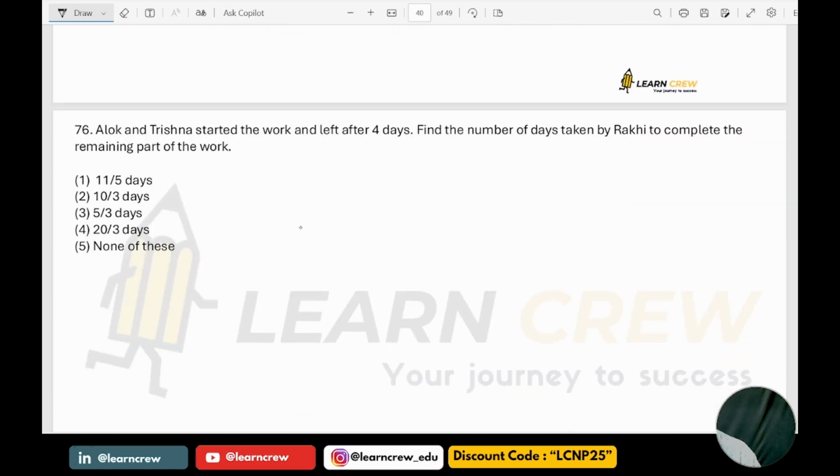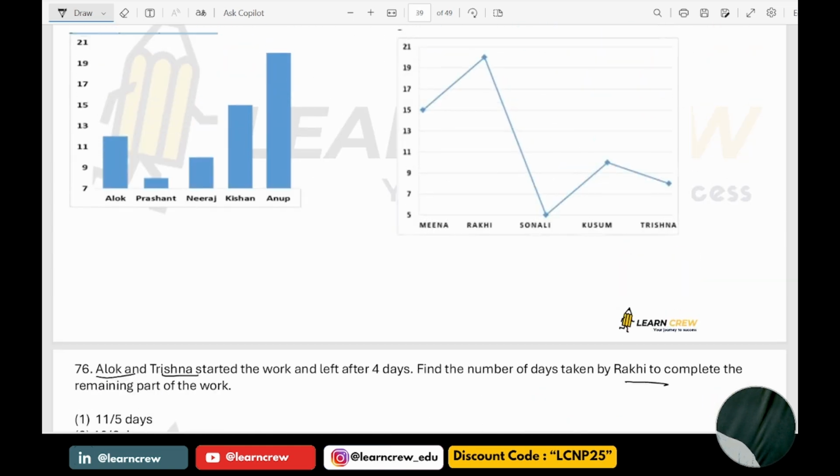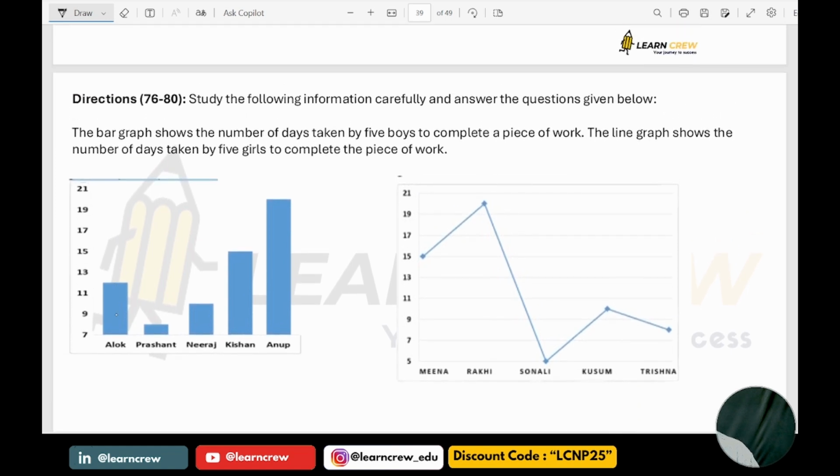Now, Alok and Trishna started the work and left after 4 days. Find the number of days taken by Rakhi to complete the work. Alok is 12 days, Trishna is 8 days and Rakhi is 20 days. 8, 12 and 20. The LCM is how much? 120. The LCM is 120.